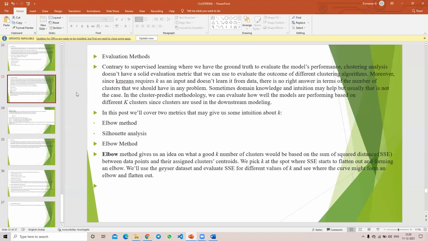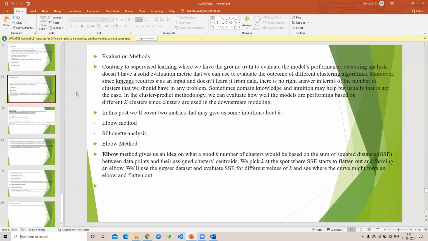In evaluation, contrary to supervised learning, where we have the ground truth to evaluate the model's performance, clustering analysis doesn't have a solid evaluation metric that we can use to evaluate the outcome of different clustering algorithms. Moreover, since k-means requires k as an input and doesn't learn it from data, there is no right answer in terms of the number of clusters that we should have in any problem. Sometimes domain knowledge and intuition may help, but usually that is not the case.